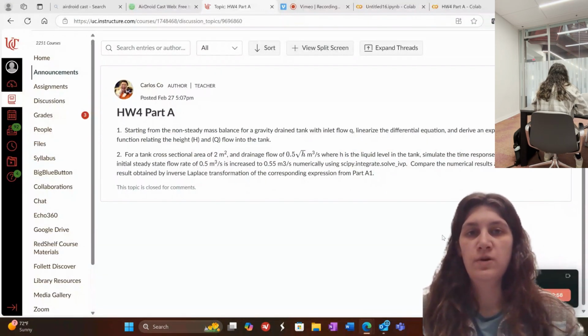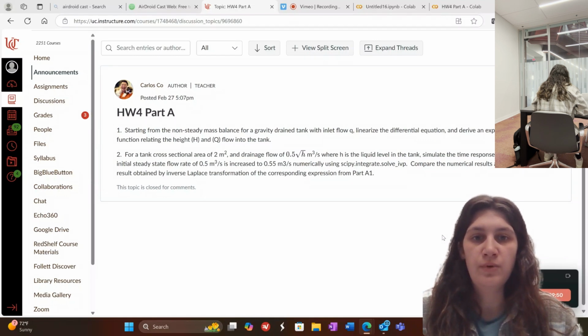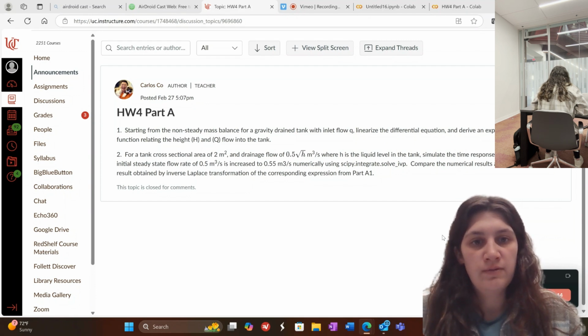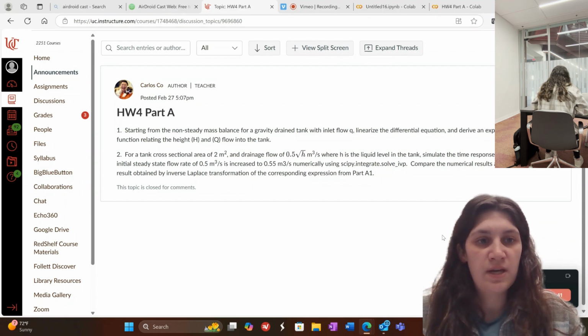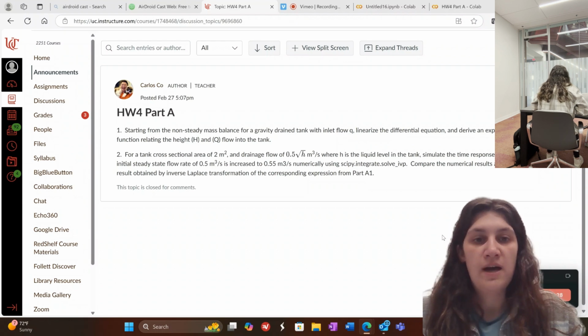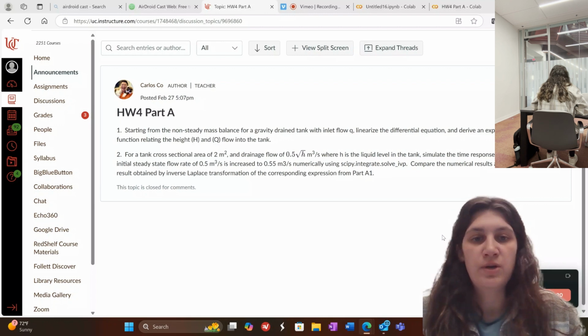Now we are ready to move on to question 2. This states: for a tank cross-sectional area of 2 meters squared and drainage flow of 0.5 times the square root of h meters cubed per second, where h is the liquid level in the tank, simulate the time response of the tank when the initial steady state flow rate of 0.5 meters cubed per second is increased to 0.55 meters cubed per second numerically using scipy.integrate.solve_ivp. Compare the numerical results against the analytical result obtained by inverse Laplace transform of the corresponding expression from part A1.